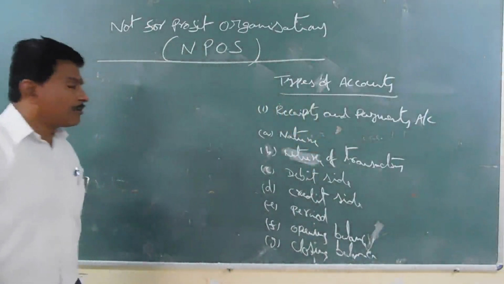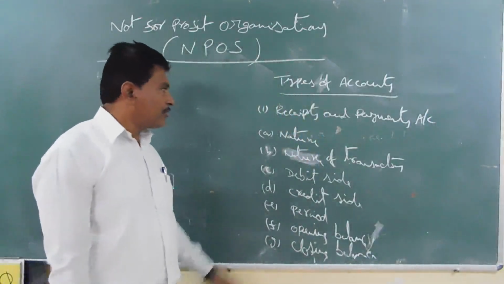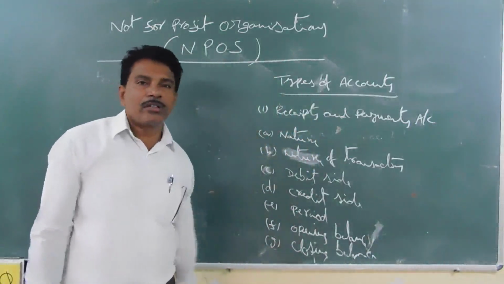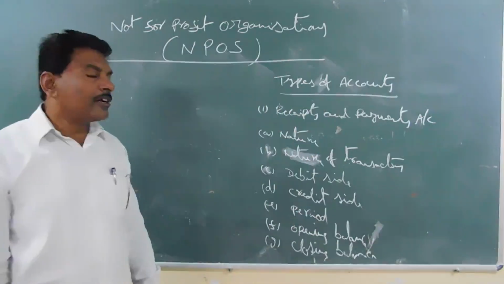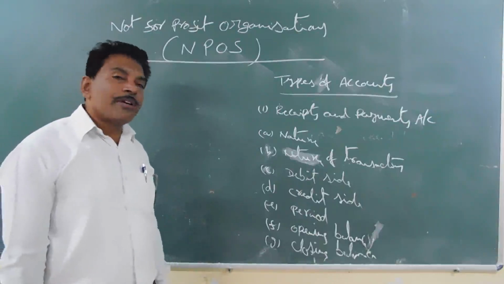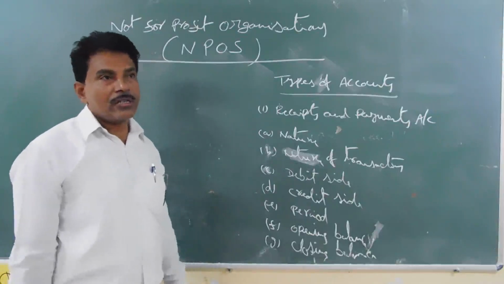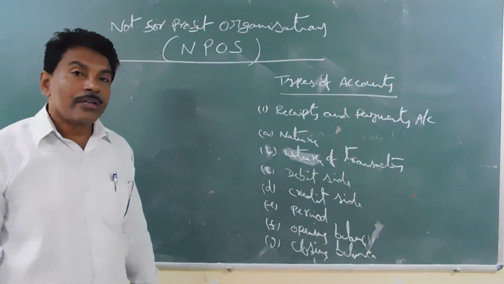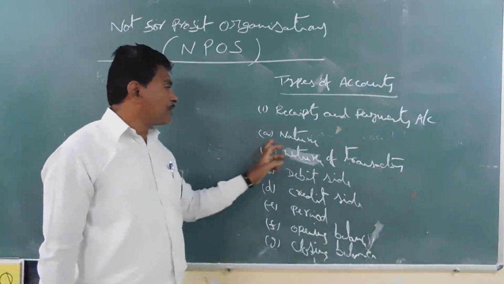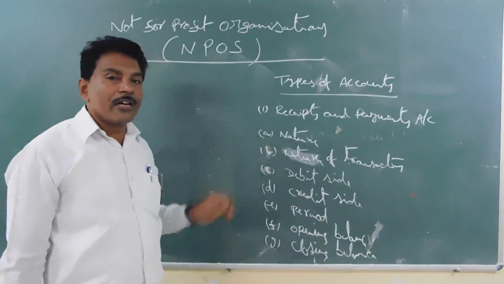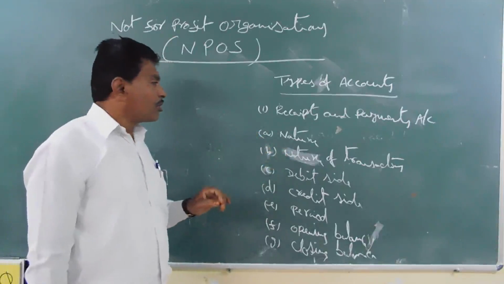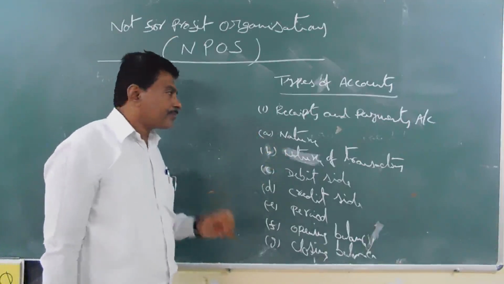So these are some of the features of receipts and payments account. Receipts and payments account is prepared at the end of the year. It is a summary of cash transactions. It is prepared based upon the cash book. So first one is nature. It is a summary of the cash book. It is prepared at the end of the year.